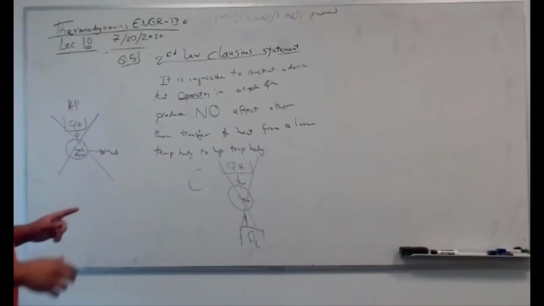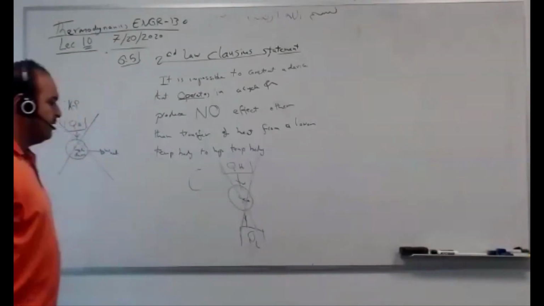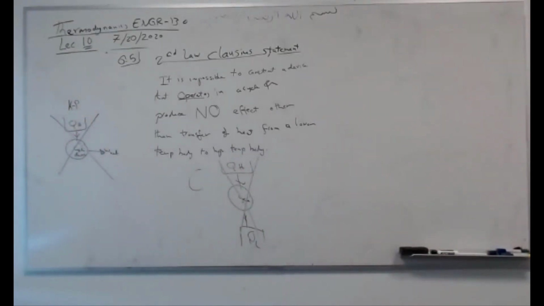That's it. It's simple. If it's a cycle, it means it goes to its initial state. But if it's not a cycle, yes. You need to make sure that you understand what is given. So it's impossible to have a cycle device operate between two reservoirs without any effect other than this heat. Okay, guys?